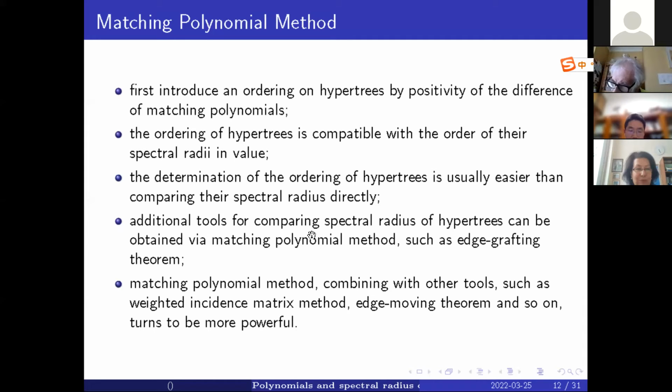Additional tools for comparing the spectral radius of hypertrees can be obtained with matching polynomial methods, such as the H-grafting theorem. The matching polynomial method can combine with other tools such as the weighted incidence matrix method, the method posed by Professor Lu, the edge-moving theorem, and so on, and tends to be more powerful.